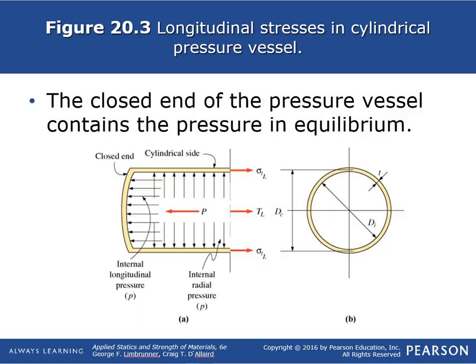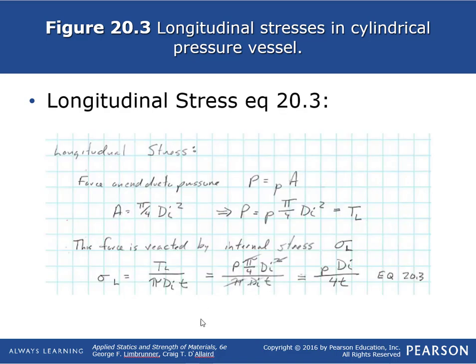When I'm saying TL, that's from this diagram here. Pressure's pushing this way, and then that is reacted here by TL. TL is the internal stress of the pressure vessel, so that's what we're showing here, sigma TL and sigma TL. Essentially, the internal pressure P is reacted by longitudinal stress in the pressure vessel walls. Therefore sigma L, the designation I'm going to use for longitudinal stress, equals TL divided by pi DIT.